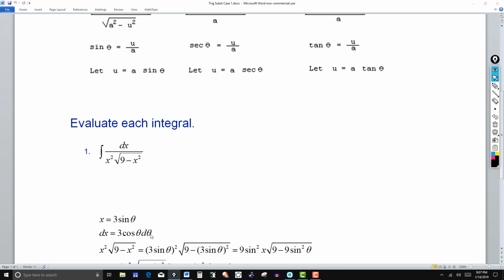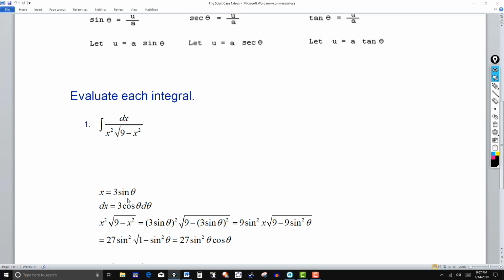Okay, so then all we're going to do is make the substitutions, except I'll do it down here for x, and x over here, and for dx. So let's do it for the denominator first. In the denominator I have x squared times the square root of 9 minus x squared. So wherever I have an x, I'm going to put 3 sine theta. So there's an x: 3 sine theta squared.